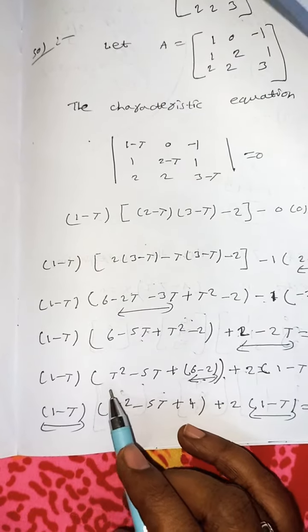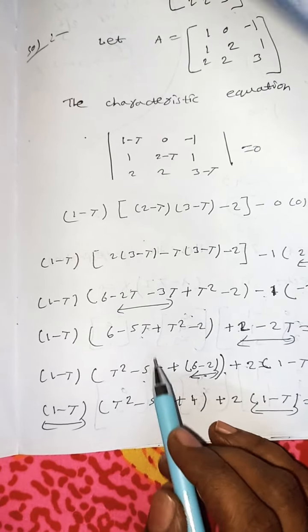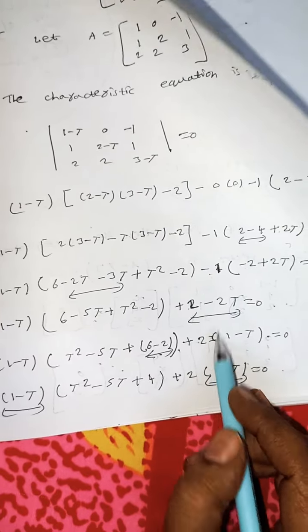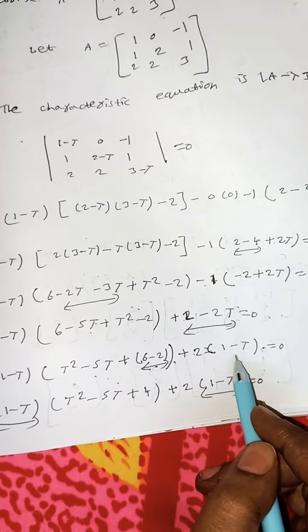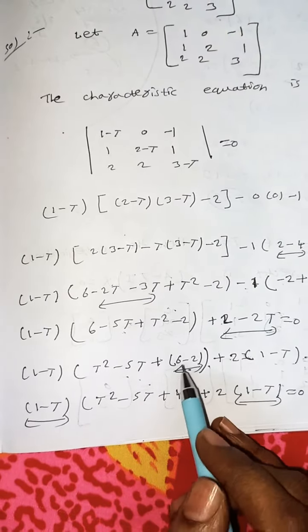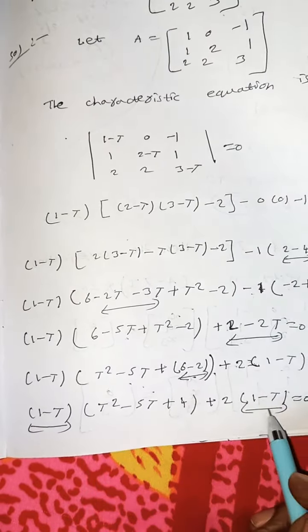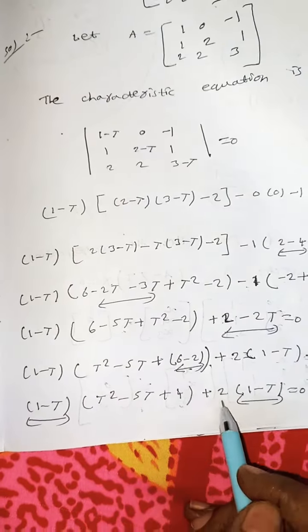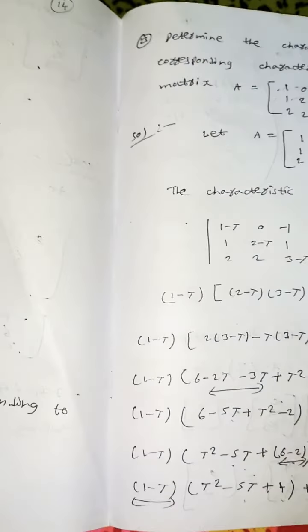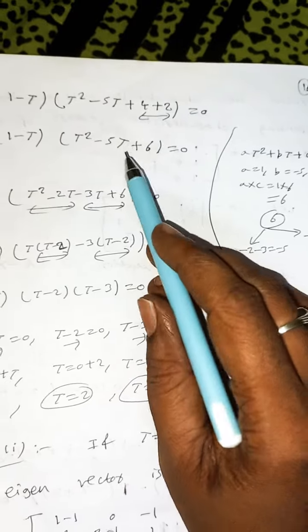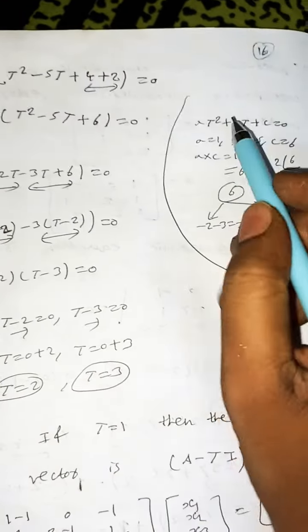Here, (1 - lambda), I wrote lambda square as it is, minus 5 lambda as it is, and the constants 6 - 2 + 2. In these two you can take 2 common, and we get (1 - lambda). I wrote this as it is; 6 - 2 is 4. So entirely you can take (1 - lambda) common, and you will get lambda square - 5 lambda + 4 + 2, and 4 + 2 is 6. So this is the equation you got, and clearly this part is a quadratic equation.